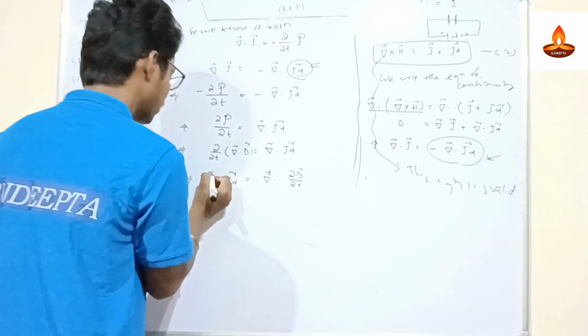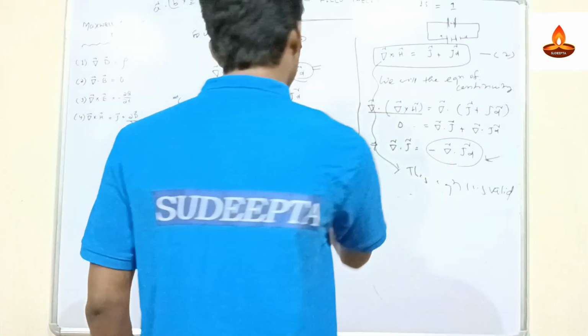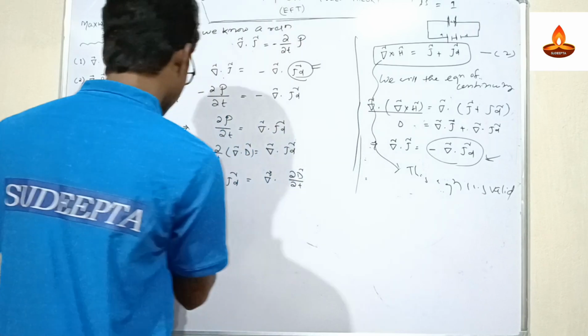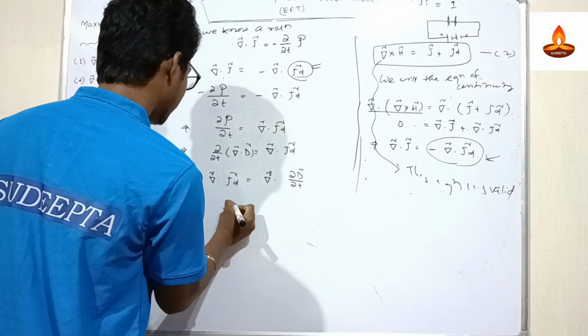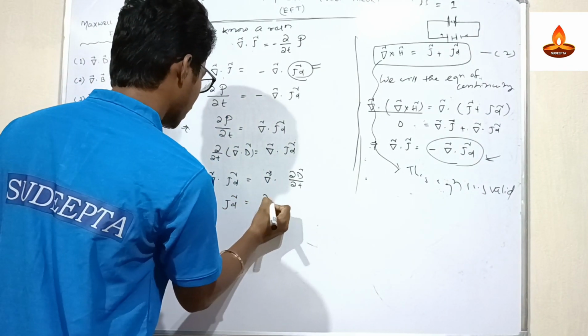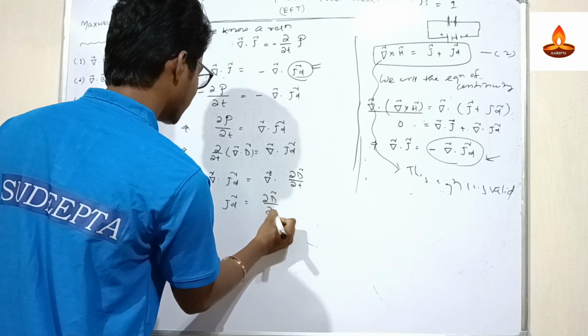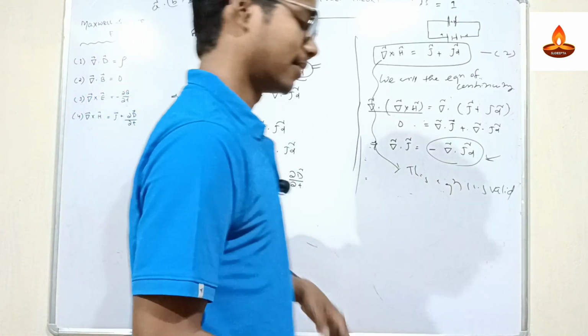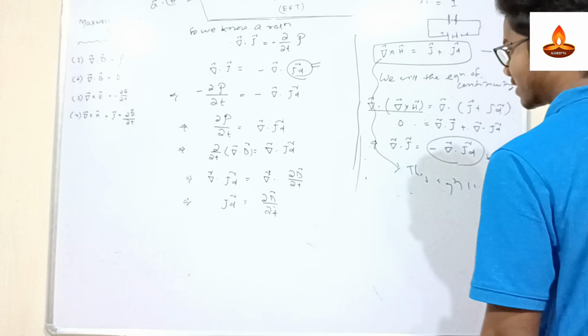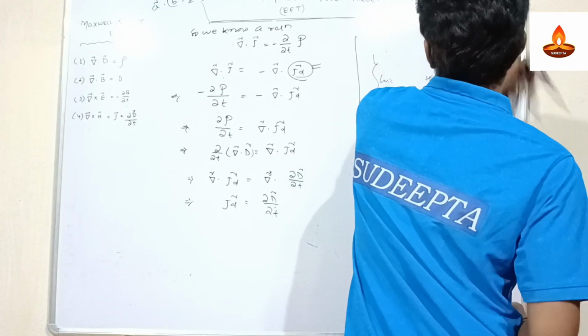Here the divergence symbol will be cancelled out from both sides. Then the factor will be JD is equal to del D upon del t. Okay, del D upon del t. So what is the value of that displacement current? JD is equal to del D upon del t.